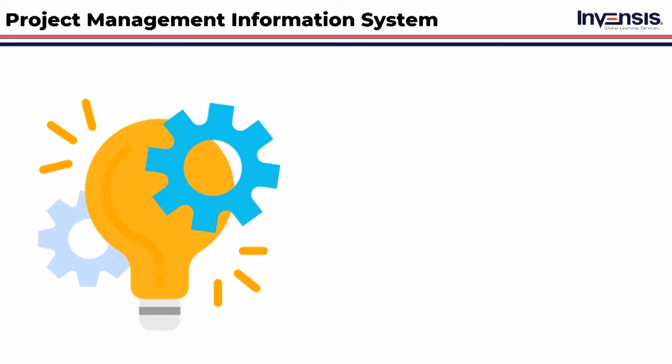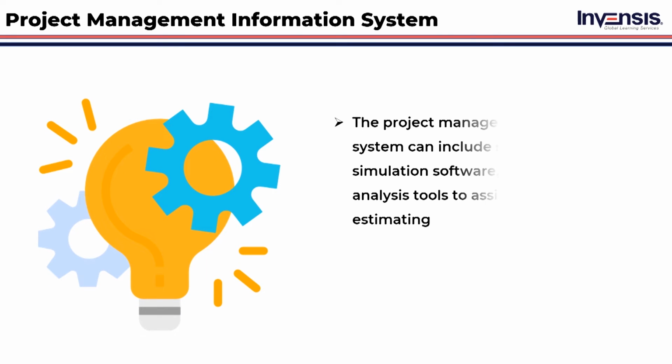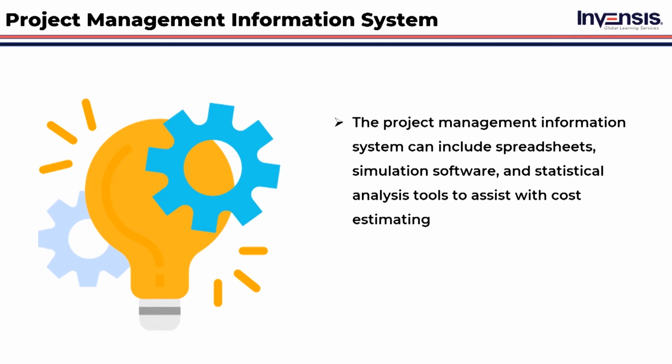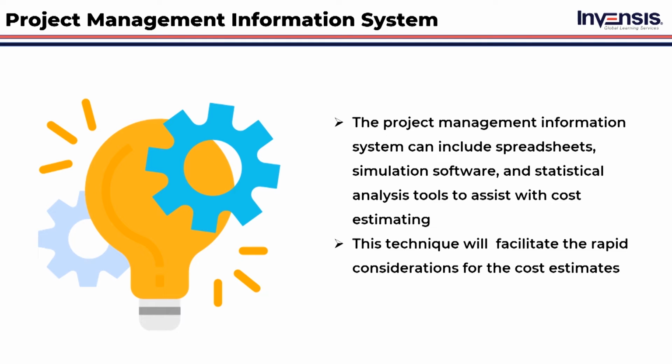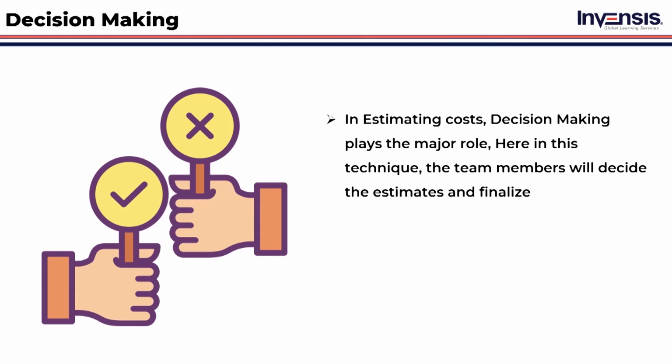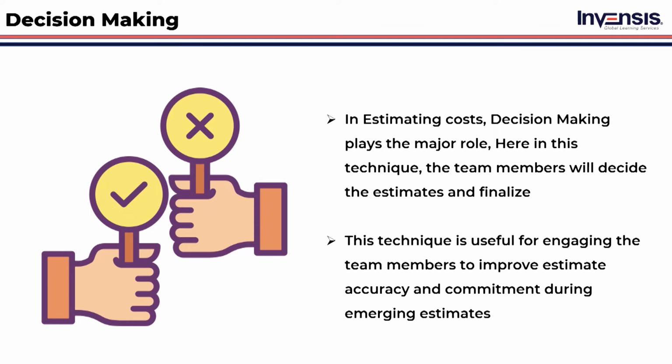Now, we will discuss the Project Management Information System. It can include spreadsheets, simulation software, and statistical analysis tools to assist with cost estimating. This technique will facilitate rapid consideration of the cost estimates. Last but not least, we have the decision-making technique, which plays an important role in estimating costs. Here, the team members will decide the estimates and finalize them. This technique is useful for engaging the team members to improve estimate accuracy and commitment while estimates are emerging. With all the inputs, tools and techniques, the cost estimates of a project are defined.